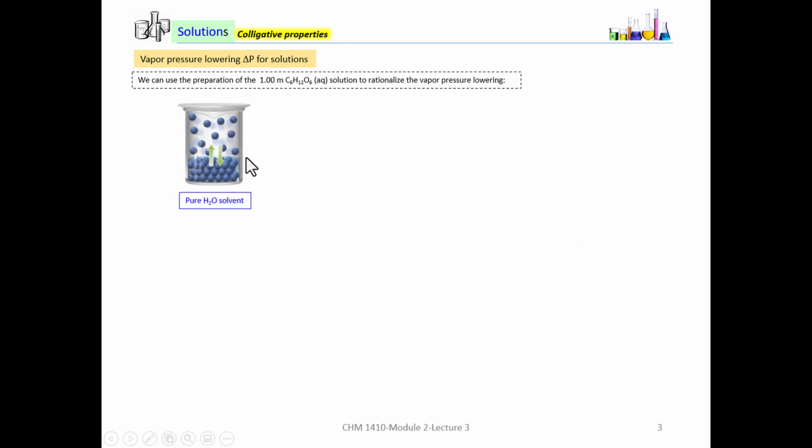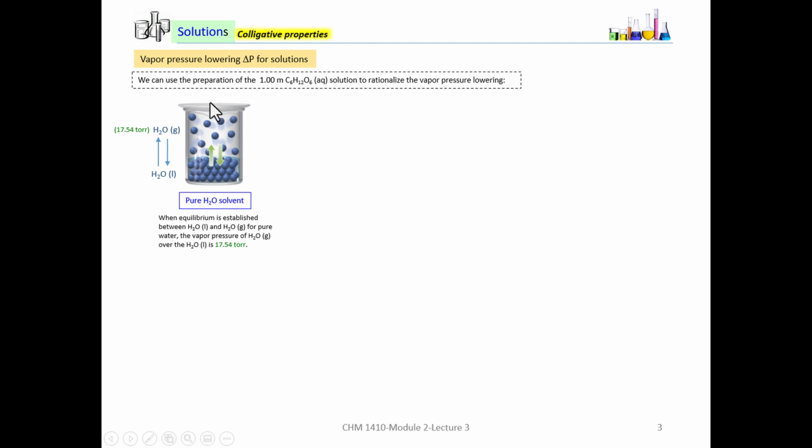Here's a cartoon that's supposed to represent a beaker with liquid water in it, and the liquid water is evaporating to water vapor, and then the water vapor is recondensing to the liquid. In other words, we've reached equilibrium in here, and we can signify that with this equation, H2O liquid in equilibrium with H2O vapor, and when this occurs, the vapor pressure, the pressure of the water vapor over this pure water would be 17.54 torr.